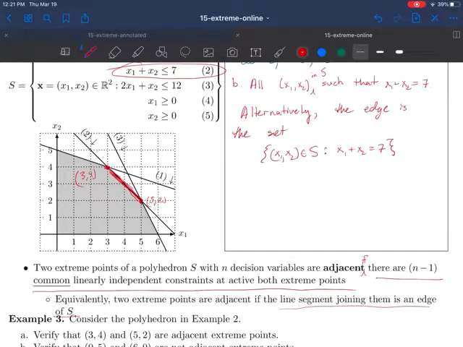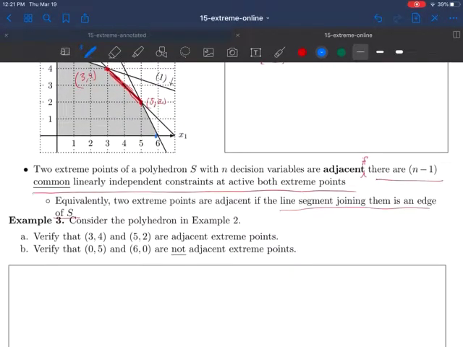You can see that's true of 3, 4, but it's not true, say, of 6, 0 and 0, 5. Indeed, that's what we're going to do in this example. We can visually observe that, but we want to do this algebraically, not just visually.